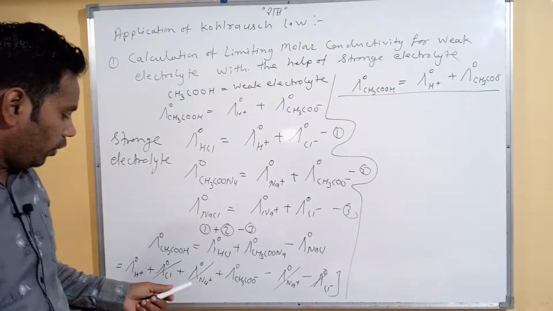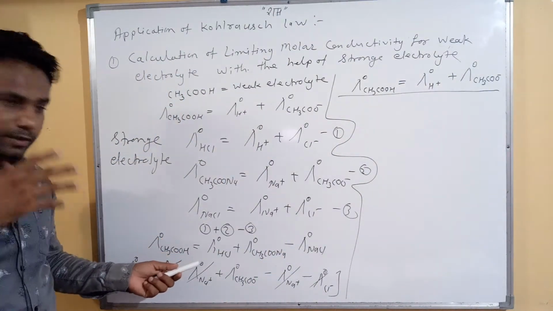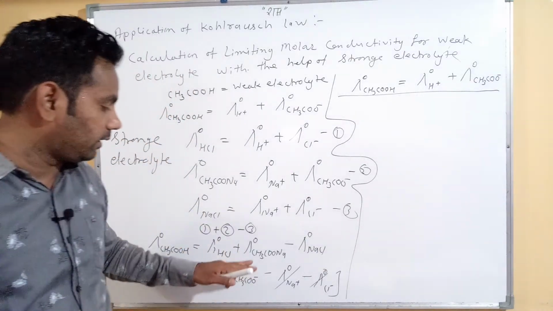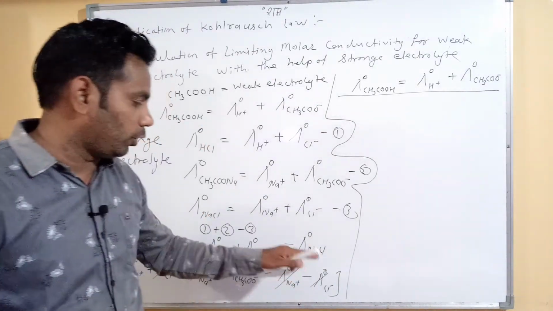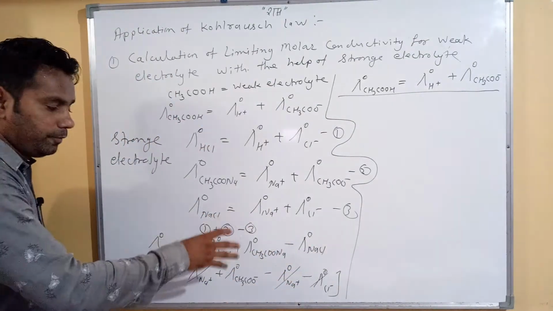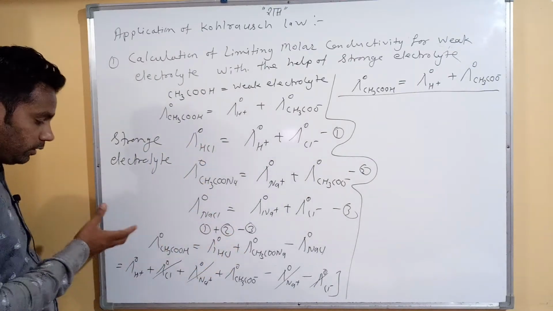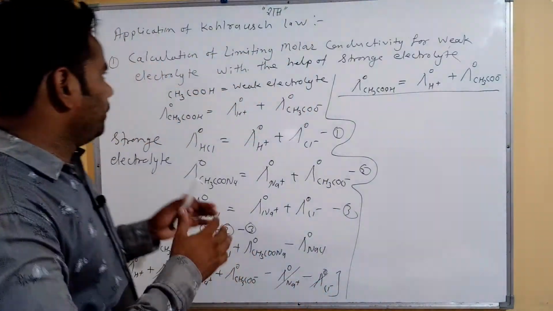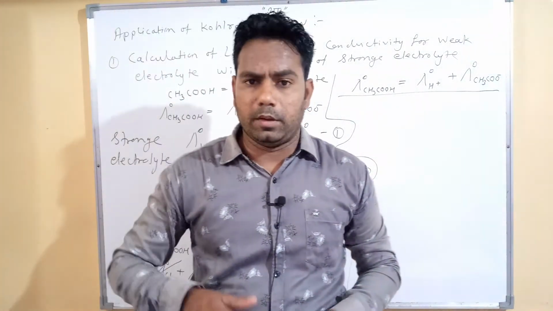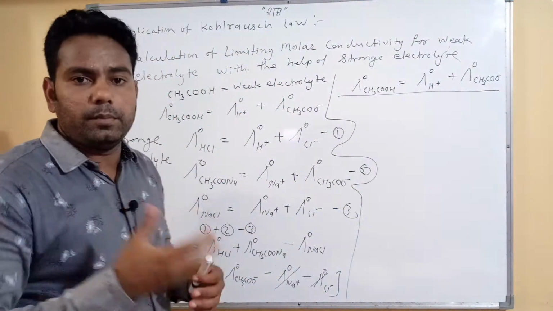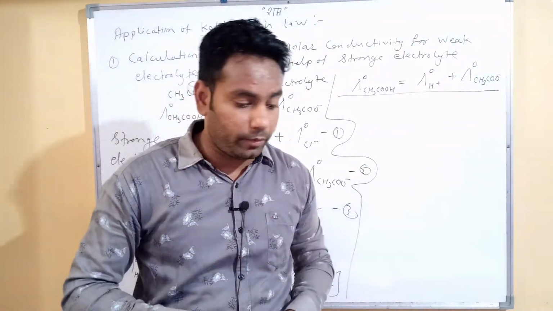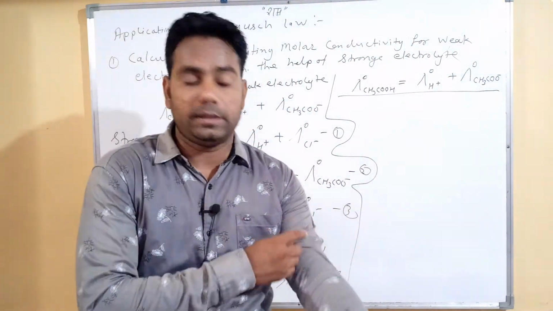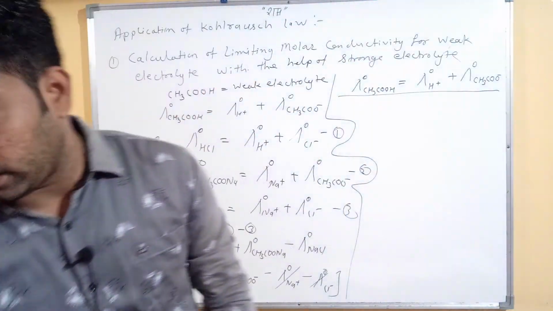If you know the value of H plus ions, the HCl limiting molar conductivity, the sodium acetate limiting molar conductivity and the sodium chloride limiting molar conductivity, you put the values of these three terms and calculate the acetic acid molar conductivity. Okay, now we move to the next application, but before that we solve some numerical problems from our NCERT book. We have two examples, example 3.7 and 3.8.